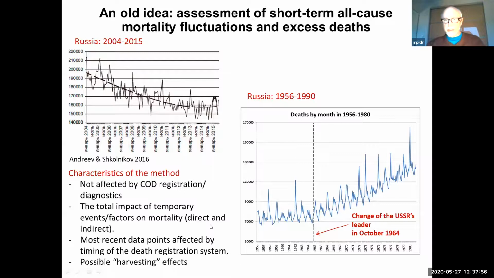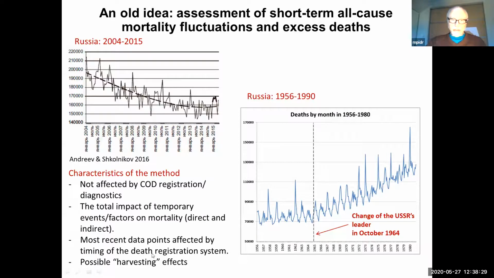In other words, if during the COVID pandemic, intensity of work of the normal healthcare system, of diagnostics of cancer, of planned CVD operations, and so on, if it lowers, then mortality from causes of death other than COVID may increase, and this will be reflected in all-cause mortality. So direct and indirect effects.